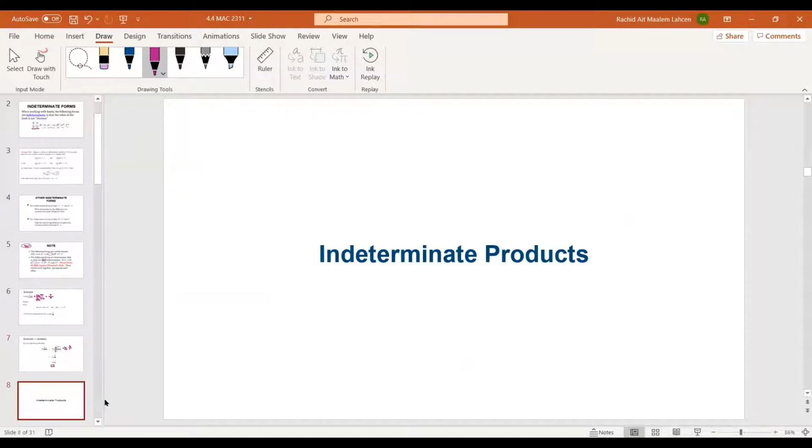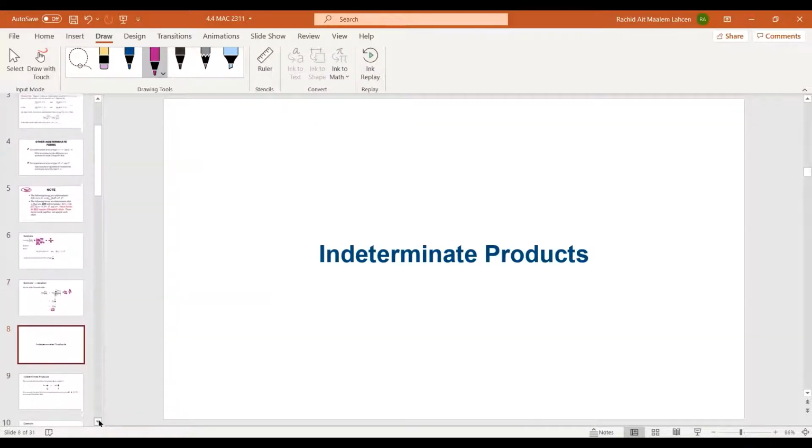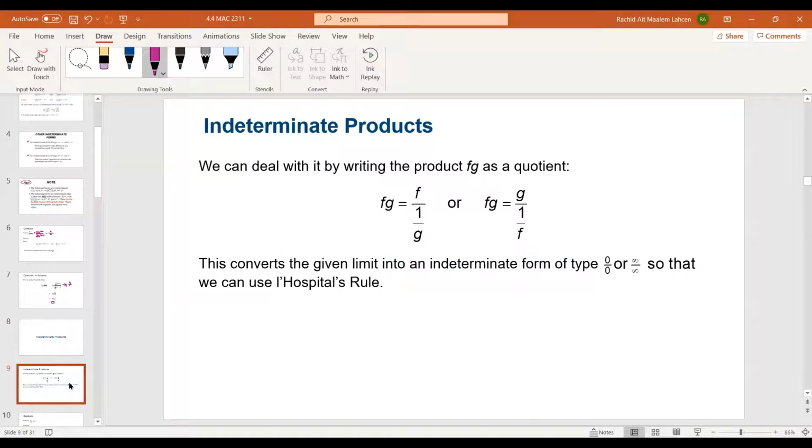Now, for an indeterminate product, that's the other case where you have to kind of trick it, so we can deal with it by writing f times g as f divided by 1 over g. So let's just do this with a small number example.